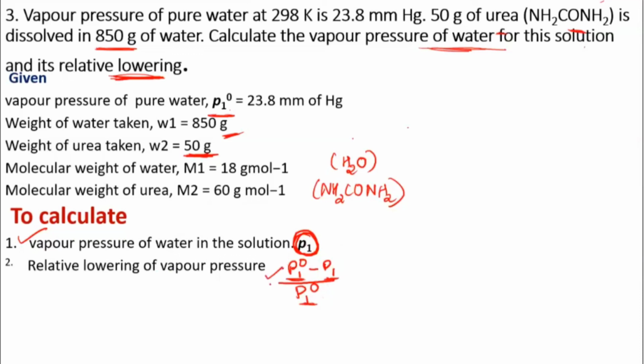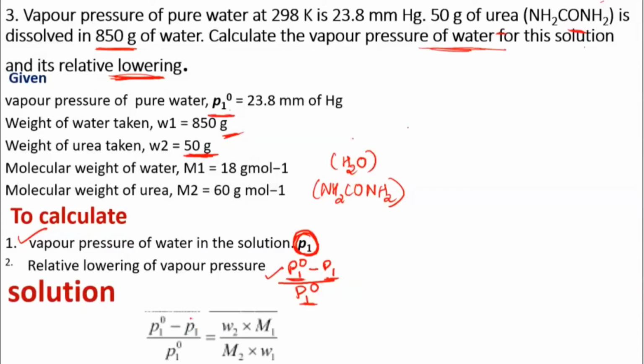So I have taken this one now. Are you able to understand how to calculate relative lowering? Since we will get P1 naught and P1 value, you can directly substitute in terms of pressure. Or you can do in terms of this also, okay? W2 into M1 divided by W1 into M2. This also you can take. You will get same answer for both. They are equal to one another, no? Now you can substitute this and find out and tell me what is the answer you are getting for P1. After substitution, that will be your vapor pressure of water in the solution.